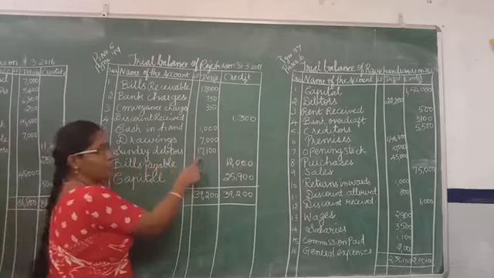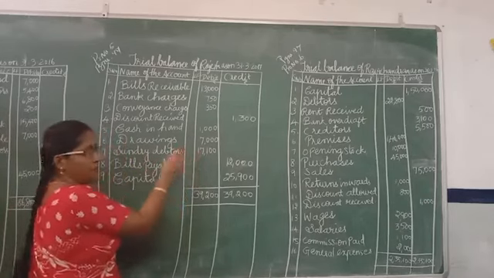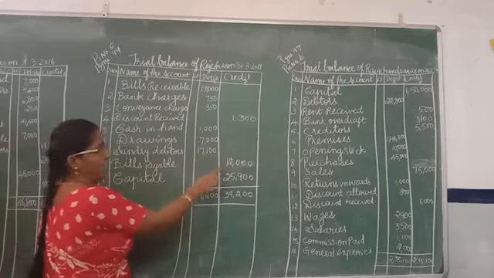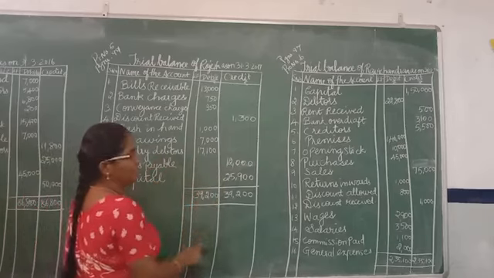Sundry debtors, it is also there. What is this? It is an asset, so I have debited. This payable I have to pay, so I have credited. Capital, it is a liability, so I have credited.